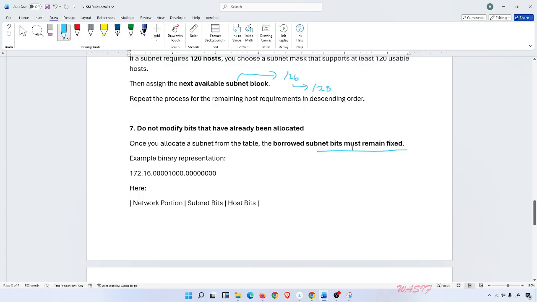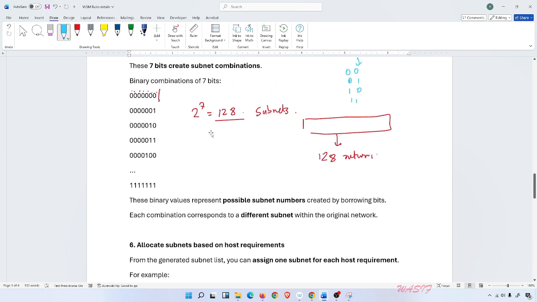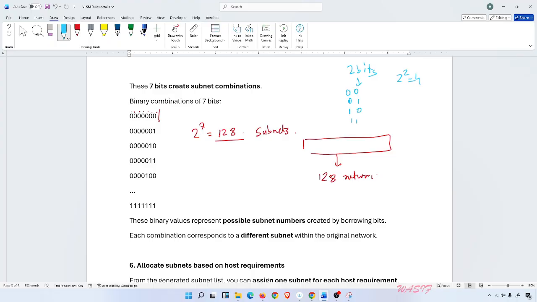And once you borrow the subnet bits, for example, if you look at here, you create 128 subnets, and this portion becomes fixed. These portions become fixed. You cannot change it anymore. Look, this portion is already changed here. And again, this portion is already changed here. You have already changed it. There is nothing to change. If you change it to something else, you will create a match with something else, and that will be the same.